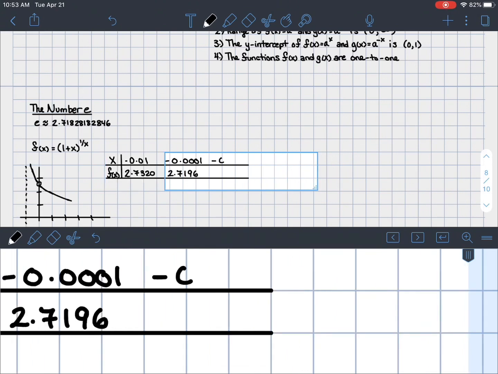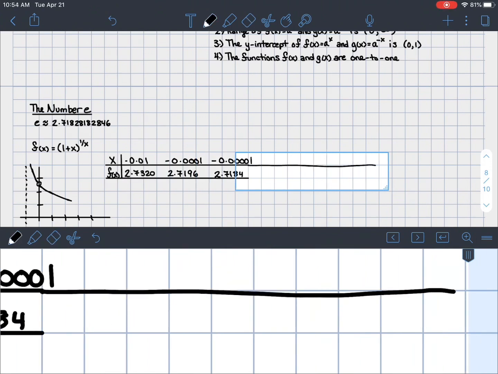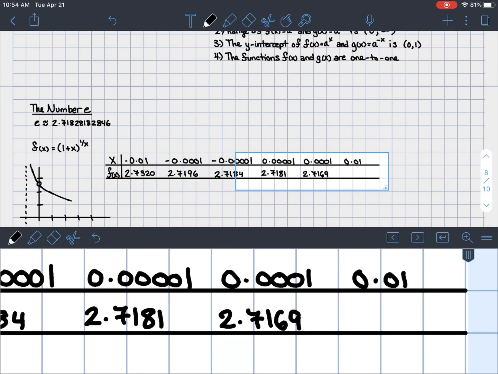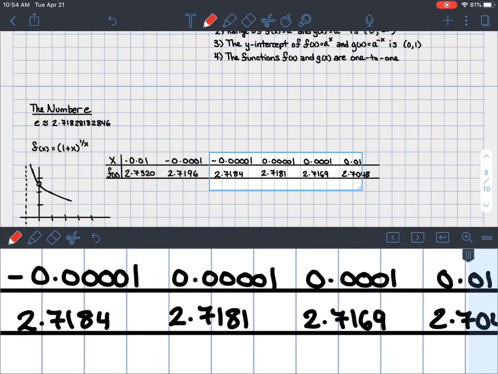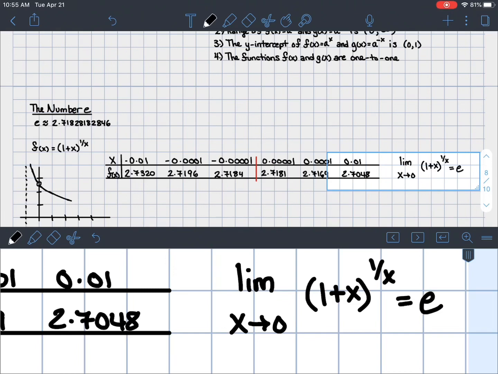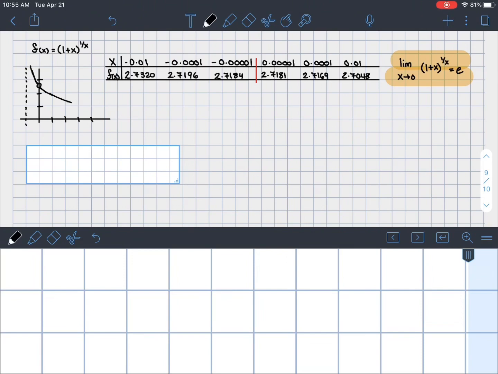I'm not allowed to input 0 into the function because then my exponent will be 1 over 0, which is not allowed. But I can get really, really close to see what's going on in the graph near that place. So here I'm just graphing a bunch of numbers on either side of 0 that are really, really close. And you're going to notice in the table that as it gets really close to 0, it gets really close to a particular number, which is the number e.